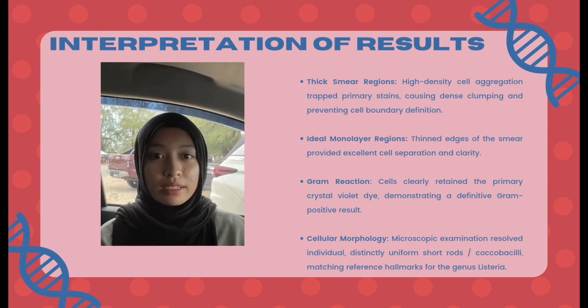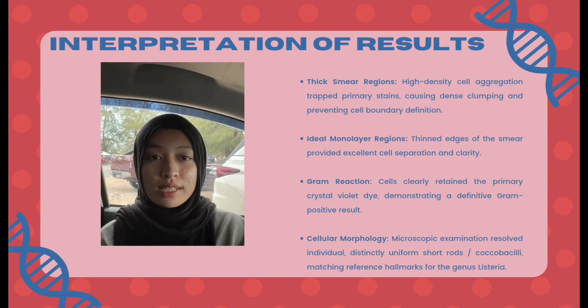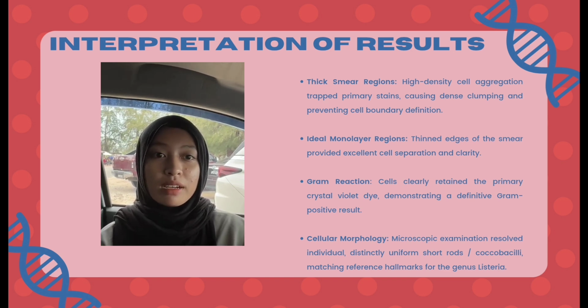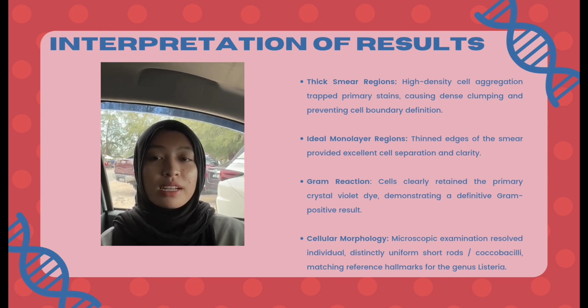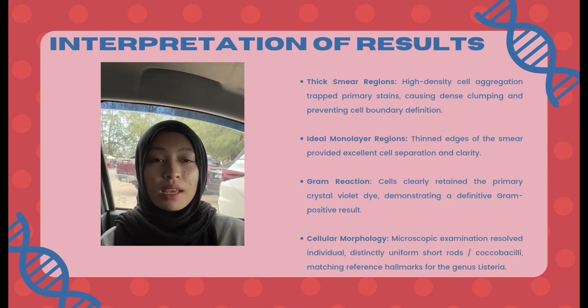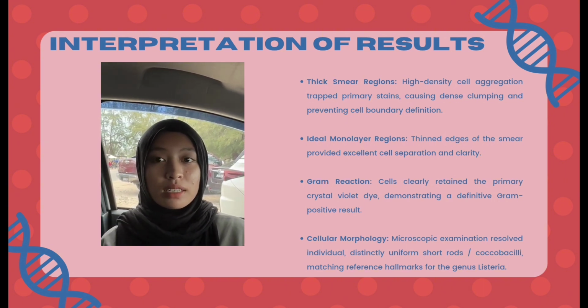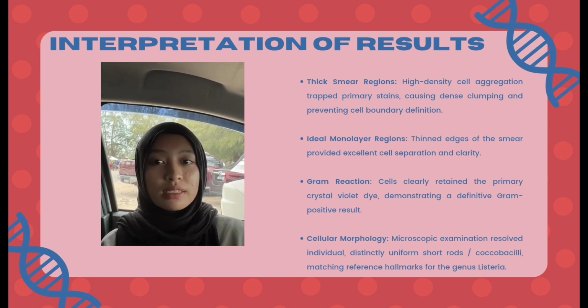However, when moving to the ideal, thinner margins of our smear shown in the bottom two quadrants corresponding to images 5 and 6, the individual cells are beautifully resolved. In these fields, the bacteria clearly retain the primary crystal violet dye, demonstrating a definitive gram-positive reaction. Furthermore, look closely at the single scattered cells. They present distinct, uniform, very short rods or cocobacillary structures. These morphological findings perfectly satisfy the standard criteria for Listeria species, which characteristically present as gram-positive short rods.